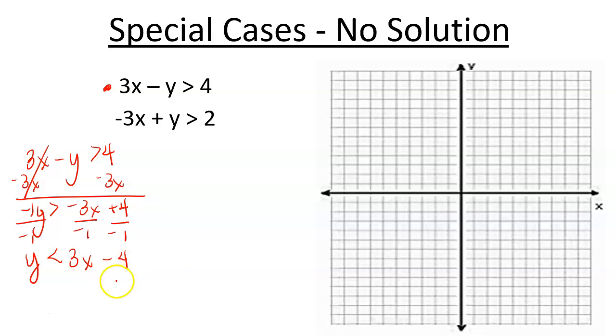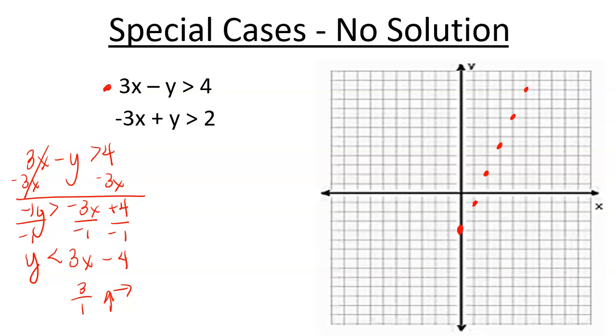So my y-intercept is negative 4. So 1, 2, 3, 4. My slope is 3, which means 3 over 1. So I'm going to rise 3, run 1 to the right because it's positive. So 1, 2, 3, 1. Again, 1, 2, 3, 1. All right. And then we need to go ahead and connect this with a line.